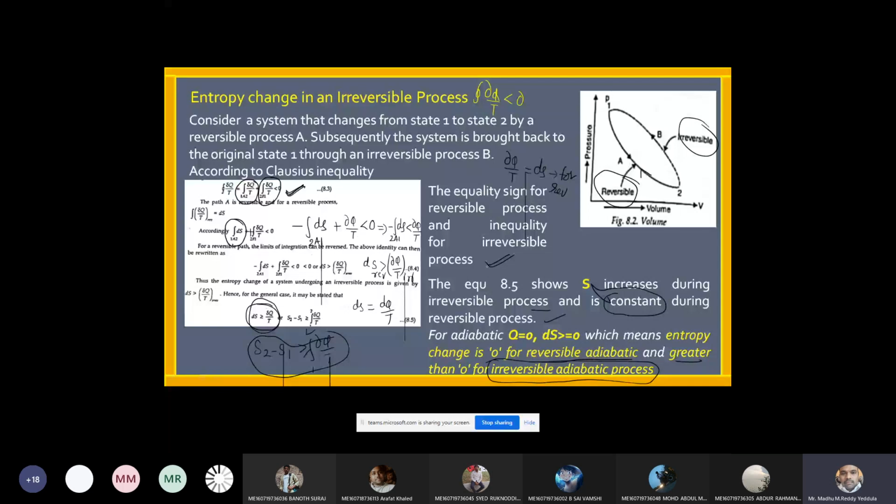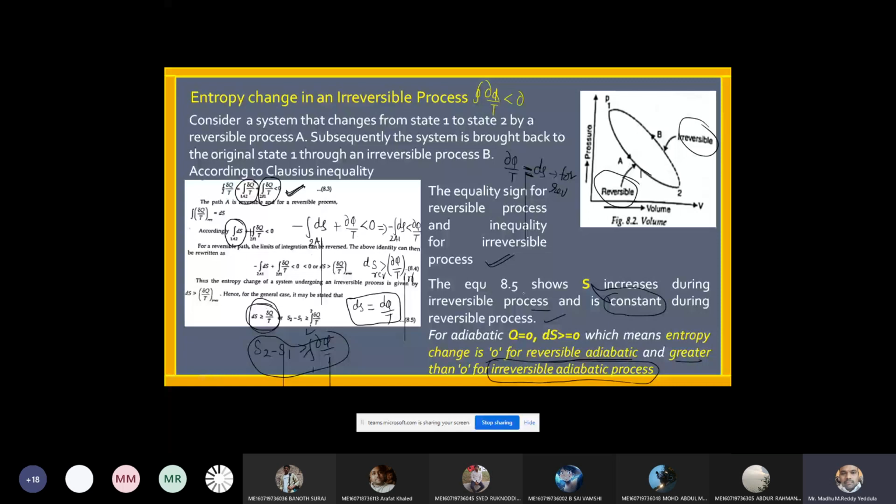So ds is equal to dq by t if the process is a reversible process, and ds is greater than dq by t for an irreversible process. If you combine, I can write ds is greater than or equal to dq by t. As we know, for a reversible process, ds is equal to dq by t. So entropy increases during an irreversible process and is constant during a reversible process.